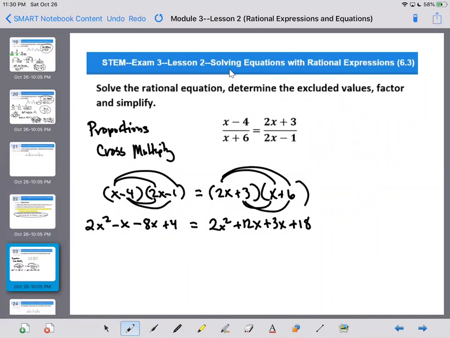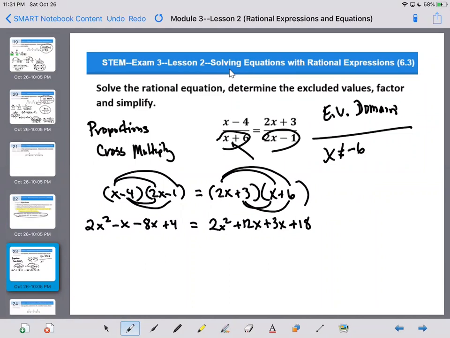Now I'm just going to pause for a moment, because when you look at the excluded values for your domain, you're looking here and here, remember? So x cannot be, so we're looking here, x cannot be negative 6. And here I'm just going to add the 1 and divide by 2. So x cannot be 1/2. So there's your domain, your excluded values of your domain.